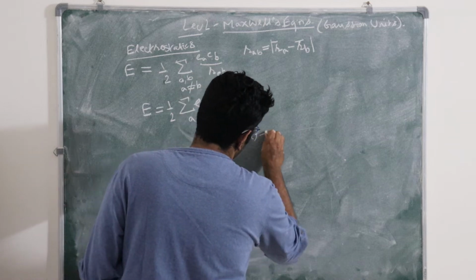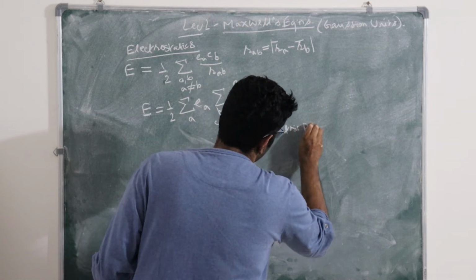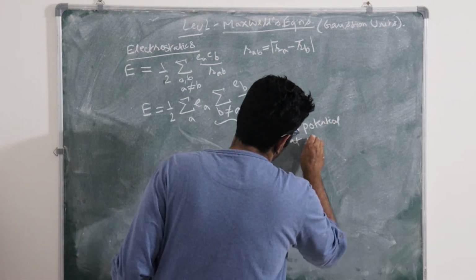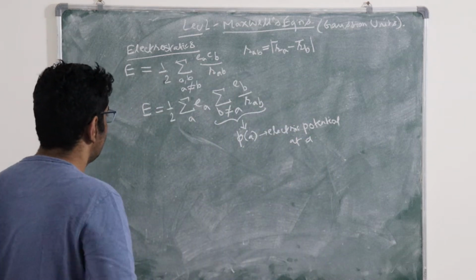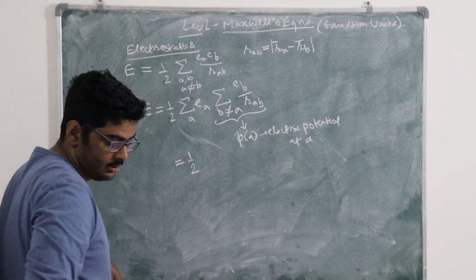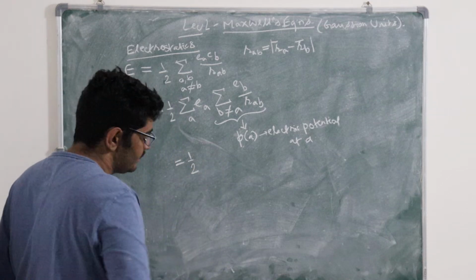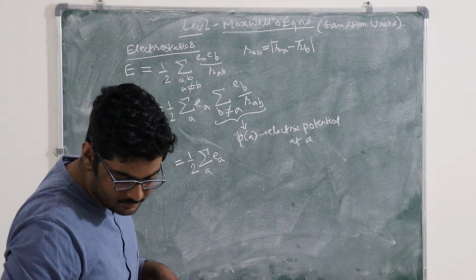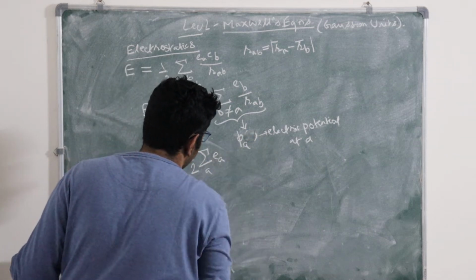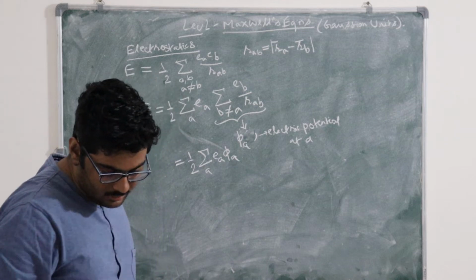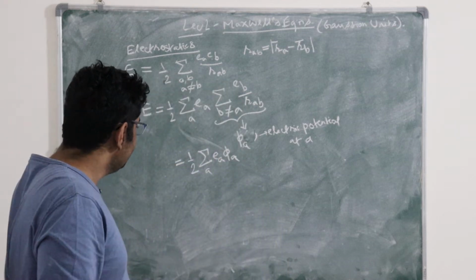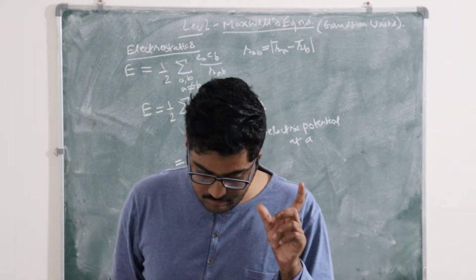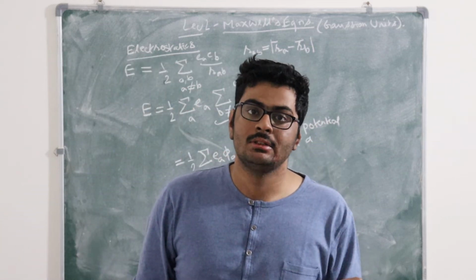This is called the electric potential at the location of the Ath particle, and so this can be written as half summation over A e_A phi sub A. Now this expression has some minor significance.